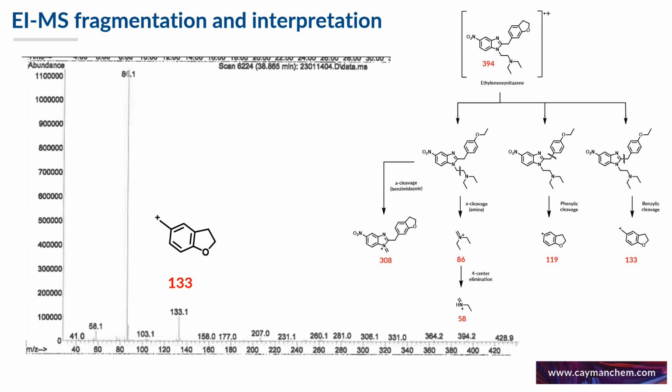And with the permission of our collaborators, we sent over a standard to CBS, and they were able to form a match. We can see a peak at 306 and a possible loss of hydrogen from our alpha cleavage, as well as the molecular ion at 394.